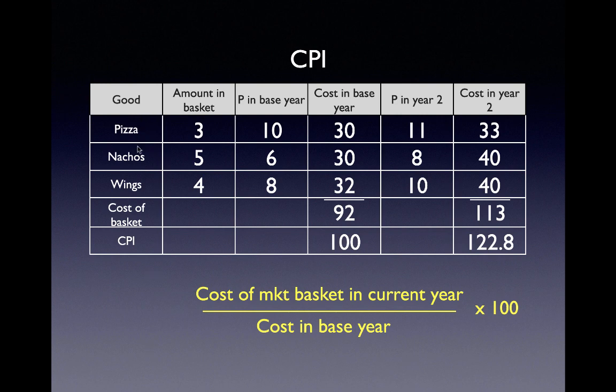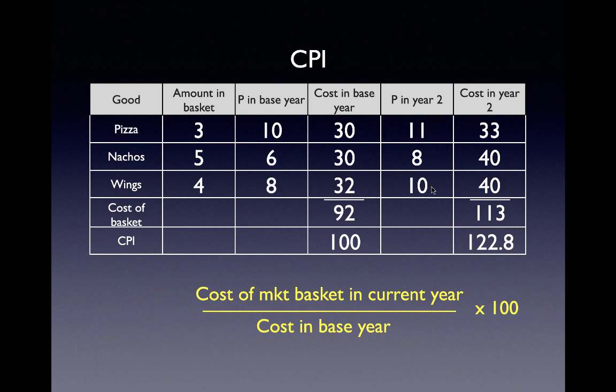Here we have three goods that I made: pizza, nachos, wings. That's going to be our basket of goods: 3 units, 5 units, 4 units. All we're going to do is look at the prices in some base year. And so what is the cost of this basket? This is just broken down by each good, and we just add them all up. So it's $92 to buy this basket of goods in the base year.